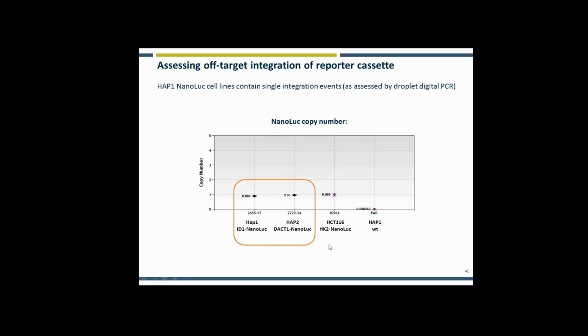And here we have a positive control, a NanoLuc line that we've created in the past in our HCT116 background, and here's our negative control on the right-hand side.